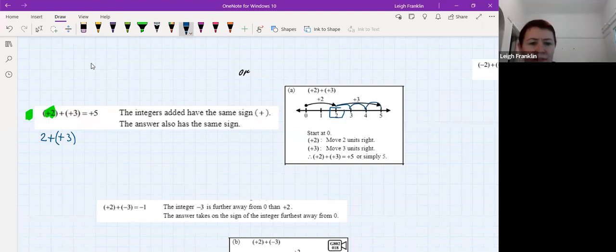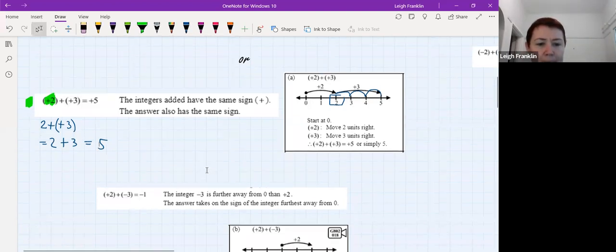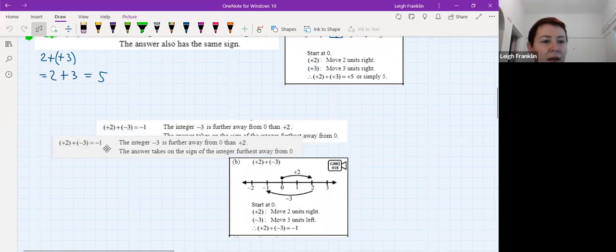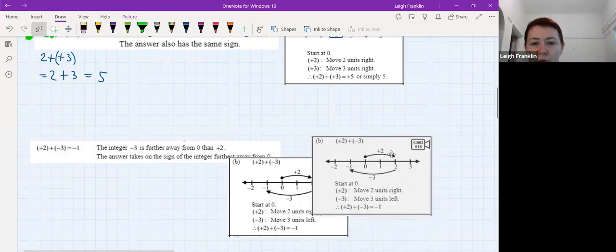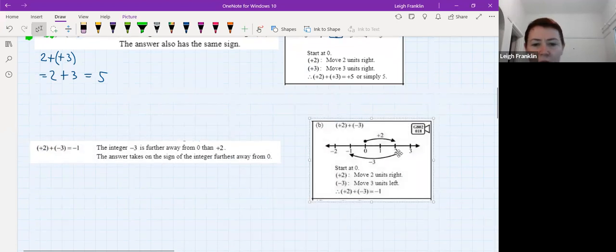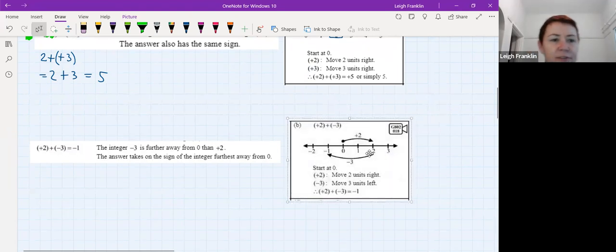Okay, so the integers have the same sign. They're both plus. The answer has the same sign. So we keep the sign and we add the numbers. That's the other way of looking at it. Your teachers might teach you that as well. Okay, it means exactly the same thing as starting at 2, adding 3, and ending up at 5. Okay. Then another way they might teach this to you at school is as follows. Okay, so here we are starting at -2.